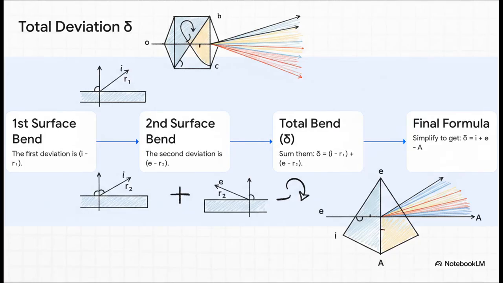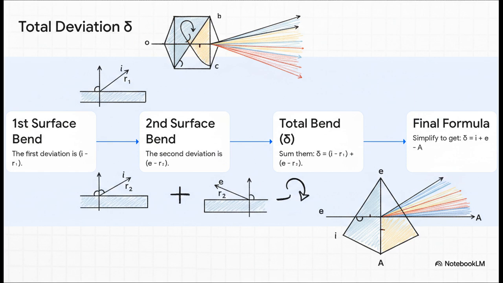Okay, let's build this thing step by step. The first little bend when the light enters, that's just the difference between the angles, so it's I minus R1. The second bend when it leaves, same idea, it's E minus R2. So the total deviation, our friend delta, is just those two bends added together. So delta is I minus R1 plus E minus R2. Now for the magic trick, we can rearrange that a bit. And remember how R1 plus R2 equals A, we can swap that in and boom, we get this beautiful simple formula. The total deviation, delta, equals I plus E minus A.